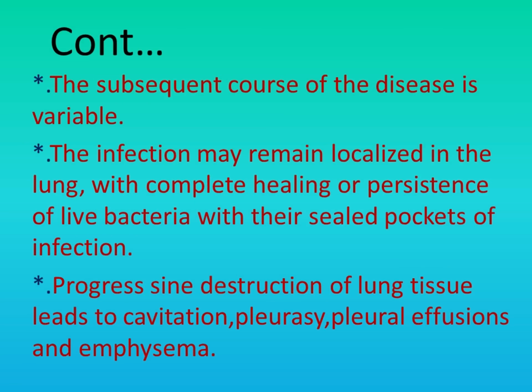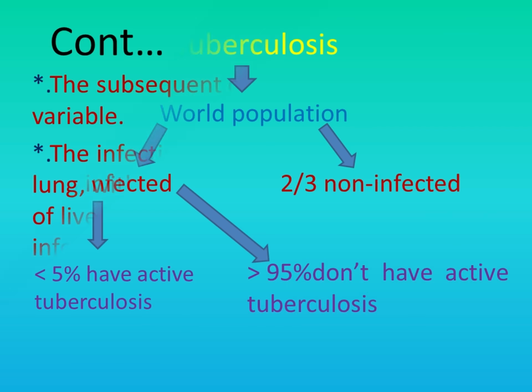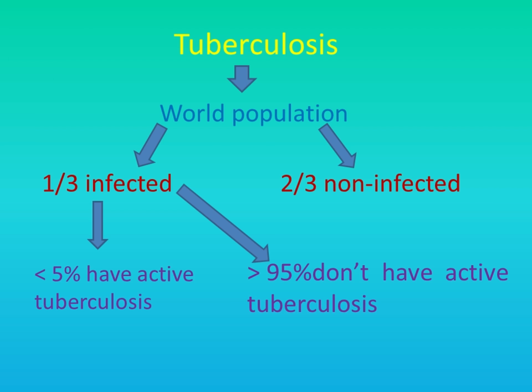The infection may remain localized in the lung, with complete healing, or persistence of live bacteria within their sealed pockets of infection. Progressive destruction of lung tissue leads to cavitation, pleurisy, pleural effusions and emphysema. Now we look at the world epidemic status.